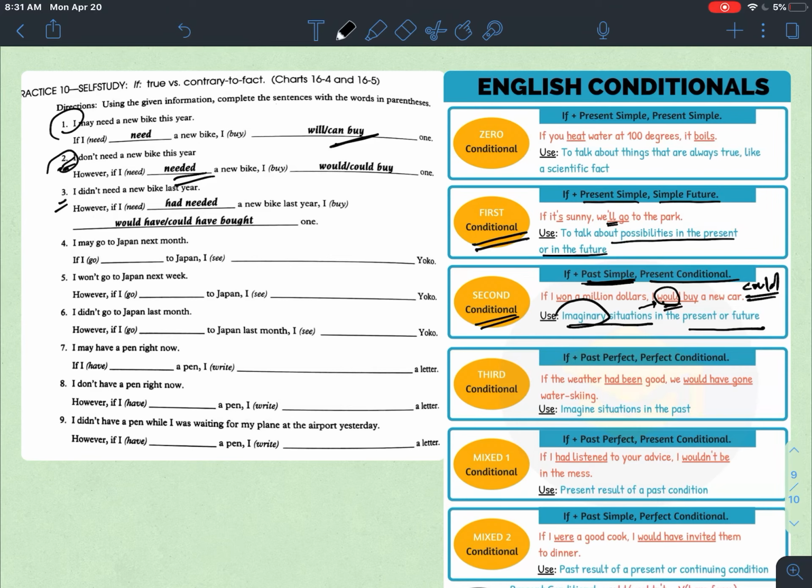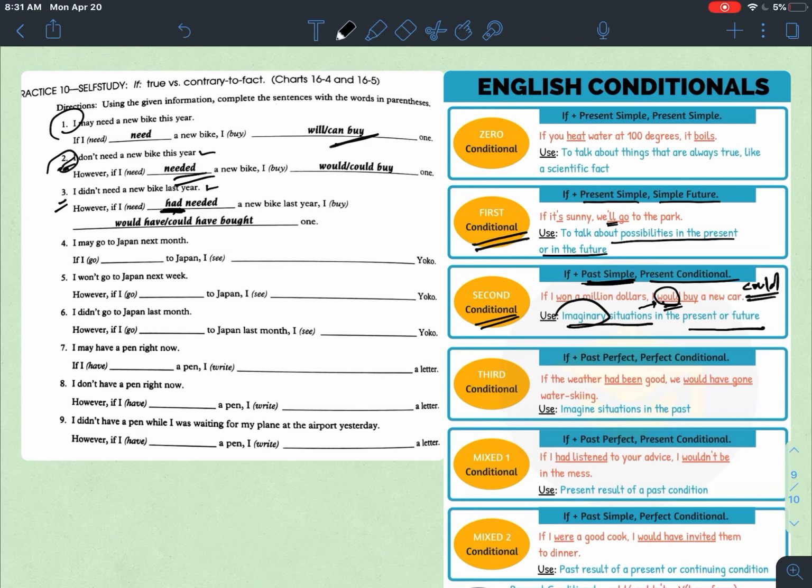The last example, number 3, says, I didn't need a new bike last year. So this is definitely more in the past. This is not saying this year, it's saying last year. It's the most in the past that we can go. So when we try to go more in the past, we're going to be using the past perfect, to be specific, because that's the most in the past we can talk about.